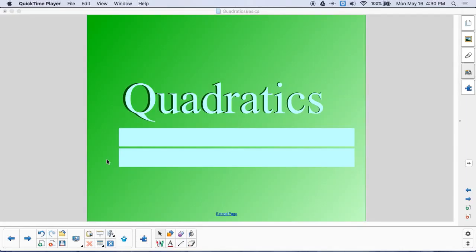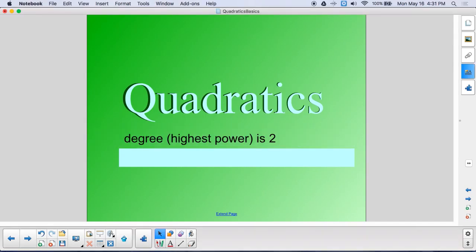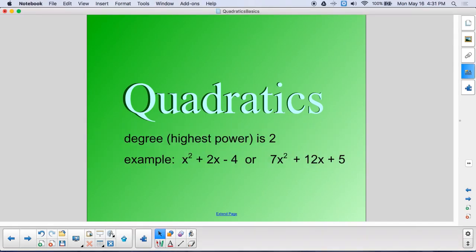Today we're going to look at quadratics. Our whole next chapter is on graphing and the properties of quadratics. A quadratic has a degree, or highest power, of 2. A couple examples, and you recognize these are what we've been working with the past week.